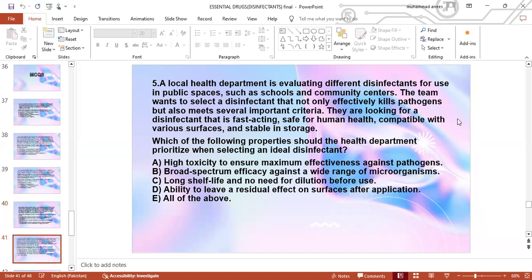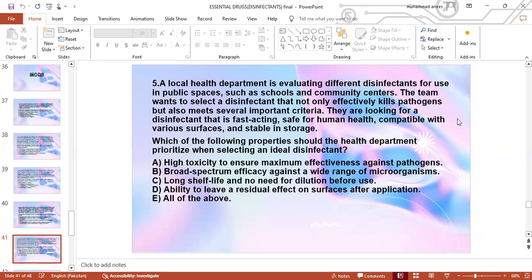Five, a local health department is evaluating different disinfectants for use in public spaces such as schools and community centers. The team wants to select a disinfectant that not only effectively kills pathogens but also meets several important criteria. They are looking for a disinfectant that is fast-acting, safe for human health, and compatible with various surfaces and stable in storage. Which of the following properties should the health department prioritize when selecting an ideal disinfectant?